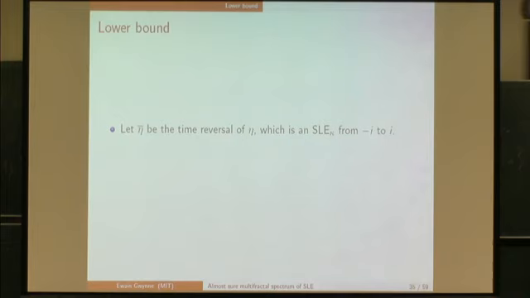So we let eta bar be the time reversal of our curve eta. Remember that eta is this SLE from negative I to I in the unit disk. And so eta bar is then an SLE from I to negative I by reversibility of SLE. And we're going to look at the behavior of our curves eta and eta bar at the first time they hit this small ball centered at a point z.